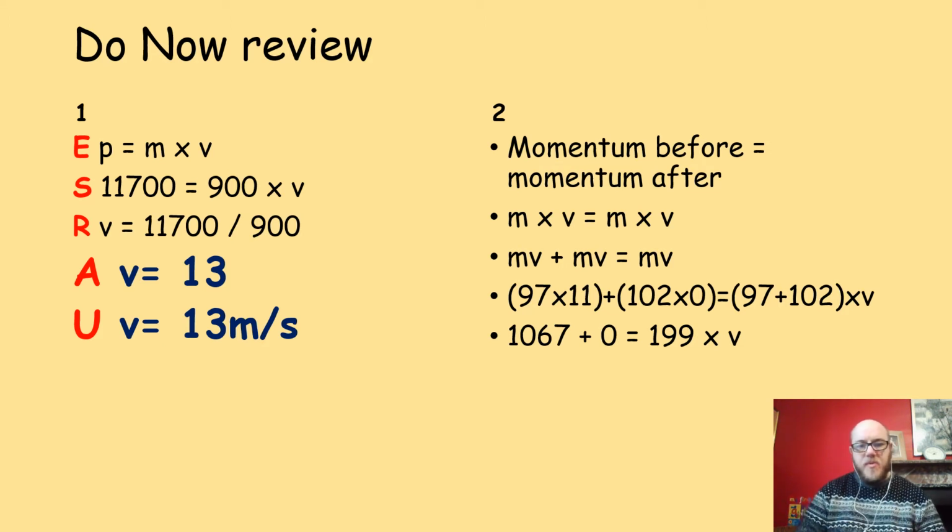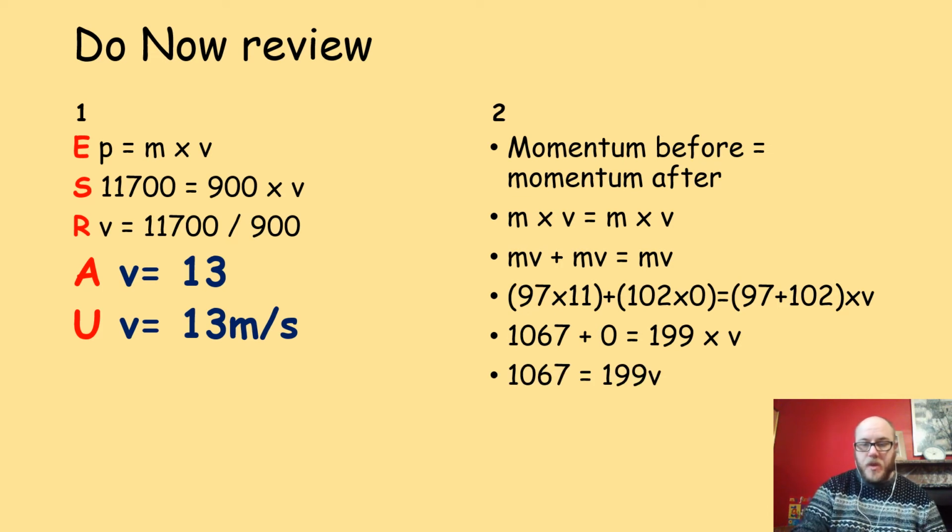So our total momentum is 1067 kilograms meters per second plus 0. The momentum of Linus Ullmark is 0 because he's not moving. He just has mass. Their combined mass together is 199. So I can rewrite the equation: 1067 plus 0 is equal to 199 multiplied by their final velocity.